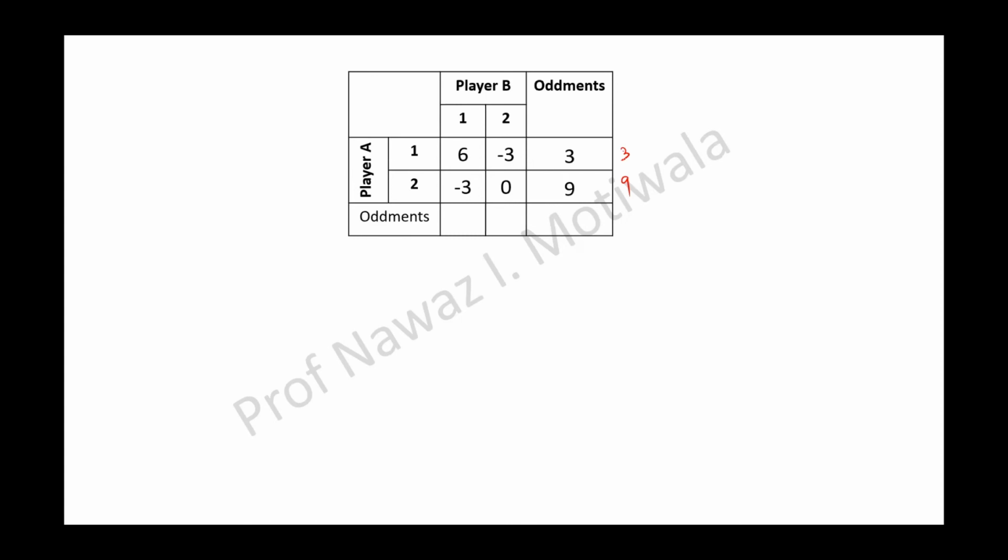So here I will write 3. Here I will write 9. And similarly, tell me oddments for the column side. What should I write in the first and second column respectively? 3, 9. 3 and 9. Okay, 3 and 9. Correct.